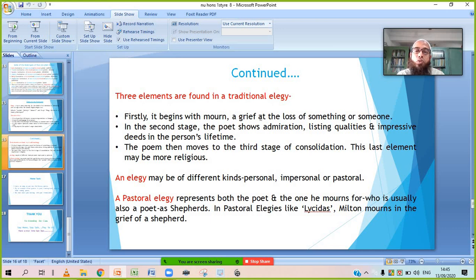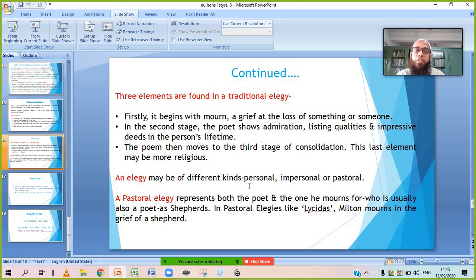It begins with mourning, a grief, sorrow at the loss of something or someone. Secondly, the poet shows admiration, listing qualities and impressive deeds of the person's lifetime who died. The poem then moves to the third stage of consolidation. This last element may be more religious, important.